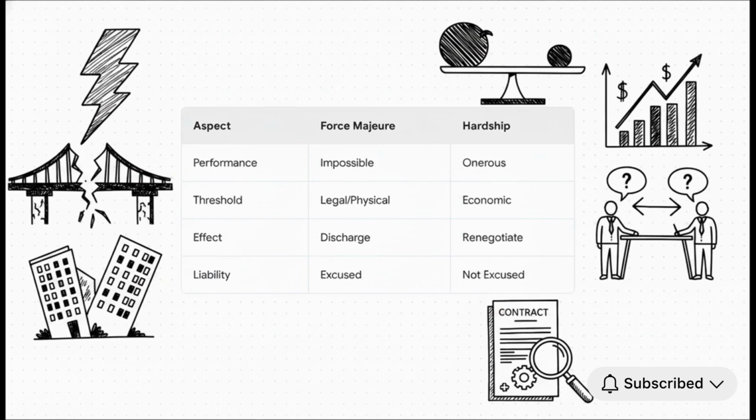Here's the kicker. Indian law doesn't even recognize hardship as a standalone excuse separate from force majeure. If you want protection from wild price fluctuations or severe economic burdens, you literally have to explicitly draft price reset or renegotiation clauses right into the contract yourself. The court won't save you.